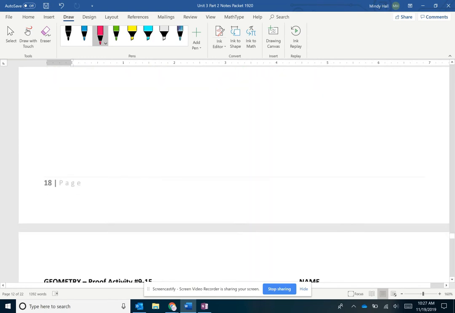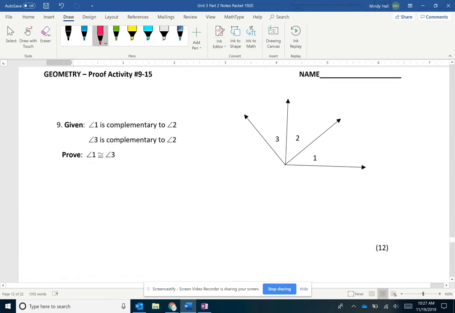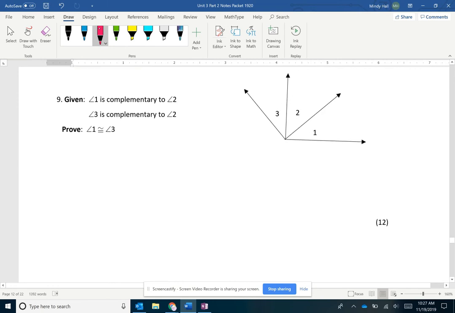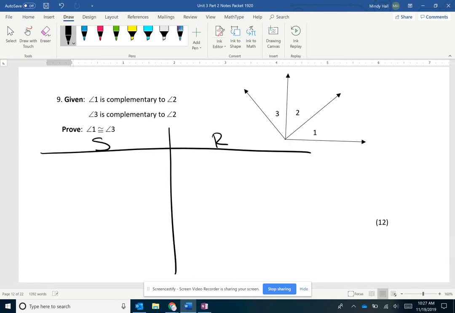So, next one, 9 through 15. Woo woo, we're getting there. So with this one, we actually have to draw our tables. So statement, reason. So we are starting with angle 1 is complementary to angle 2, and angle 3 is complementary to angle 2. So these are both given.